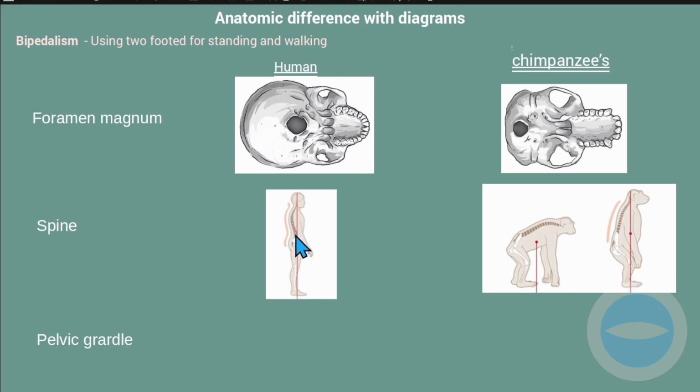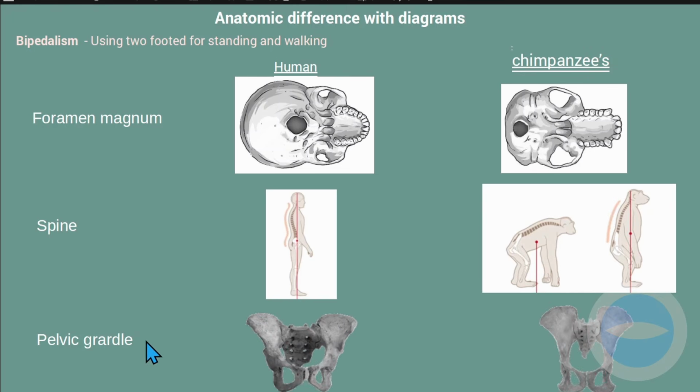And then the spine, this S shape, makes it possible for us to stand with two legs, and it's difficult for African apes or chimpanzees to walk with two legs since their spine is somewhat L-shaped. It's not shaped like the human spine. And now let's go to the pelvic girdle. So here we have the pelvis.